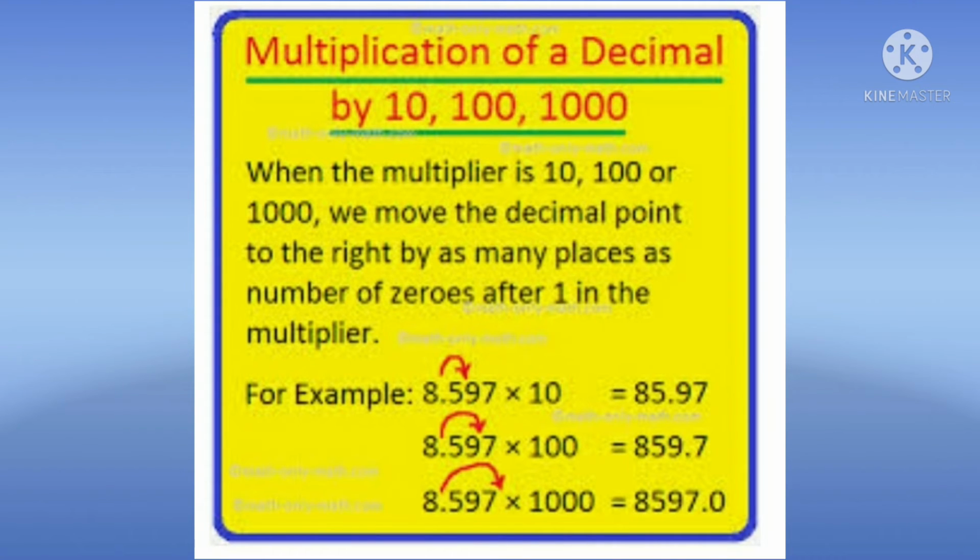While multiplying any decimal number by 10, 100 or 1000, we follow a simple rule of moving the decimal point to the right by as many places as there are zeros after 1 in the multiplier, as we can see in the present slide.